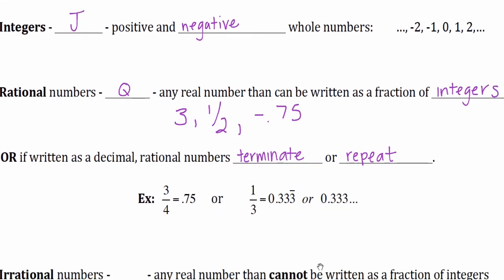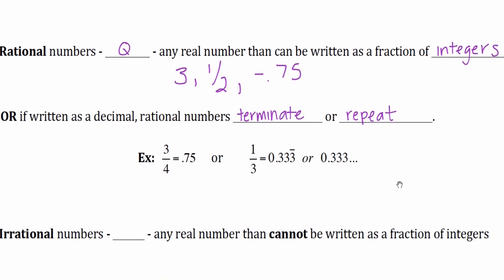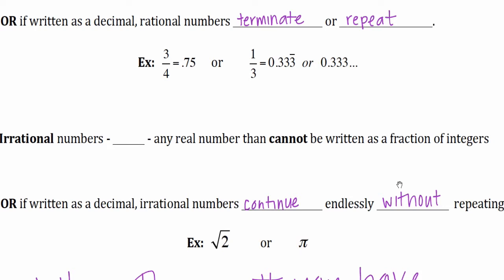When we're dealing with decimals, the two things that we need to know, it is rational if the numbers either terminate, so that means if they end, for example, 3/4, okay, at 0.75 ends, or if they repeat, so 1 over 3 actually is 0.3 repeating, and we write that as a fraction. So if they don't terminate or repeat, we call those irrational numbers. An irrational number is any real number that cannot be written as a fraction of integers.